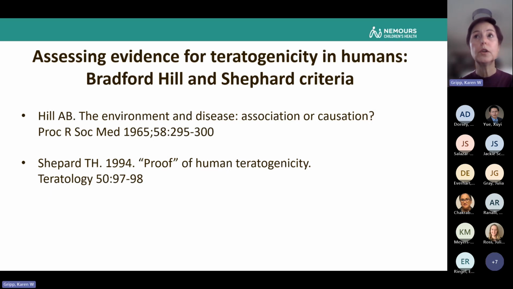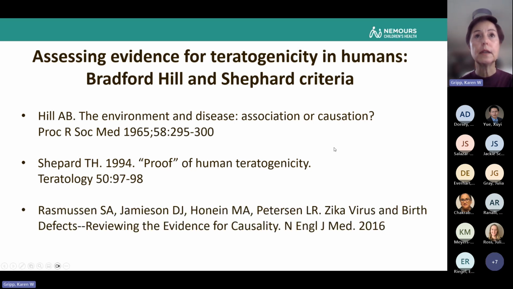So when we want to assess if a drug acts as a teratogen in humans, we turn to the Bradford Hill and Shepard criteria. These were proposed in 1965 and 1994. And most recently, these were used when Dr. Sonja Rasmussen looked at birth defects caused by Zika virus infection during pregnancy. So these criteria are still what we use when we have a question about teratogenicity in humans.